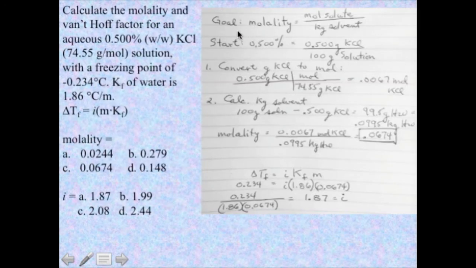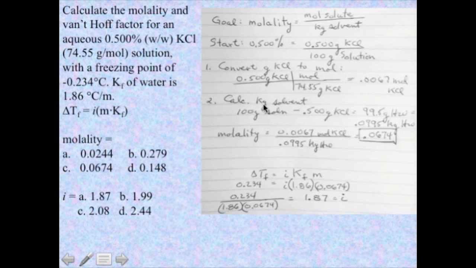Okay, first, the goal is molality, which is moles of solute per kilograms of solvent. And we're starting at 0.5% by weight, which is 0.5 grams of KCl per 100 grams of solution. So first, convert grams of KCl to moles with the molar mass, and we get 0.0067 moles of potassium chloride.